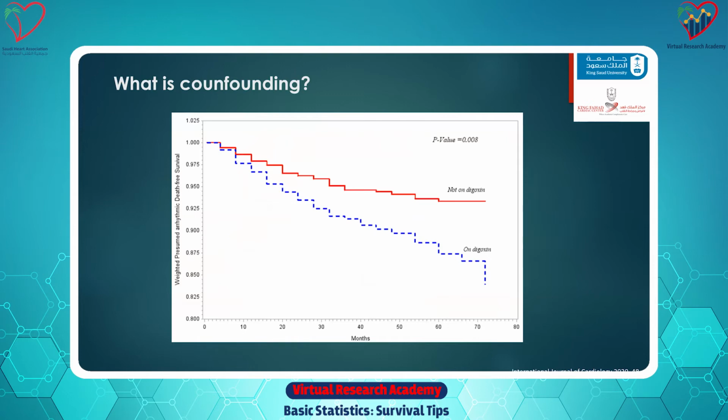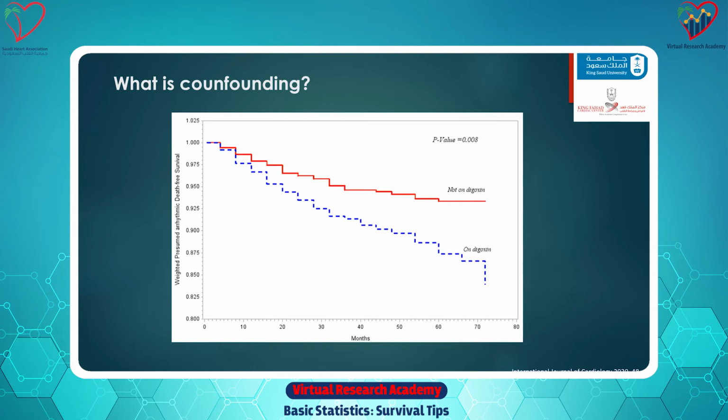This is a recent study. I'll explain the figure, and then I'm going to ask you to think about the conclusion from this figure. So this figure, looking at time here is death-free survival. Red is patients not on digoxin. Blue is patients on digoxin. So my question to you is, what is your conclusion from this figure? I'll give you 30 seconds to think about that.